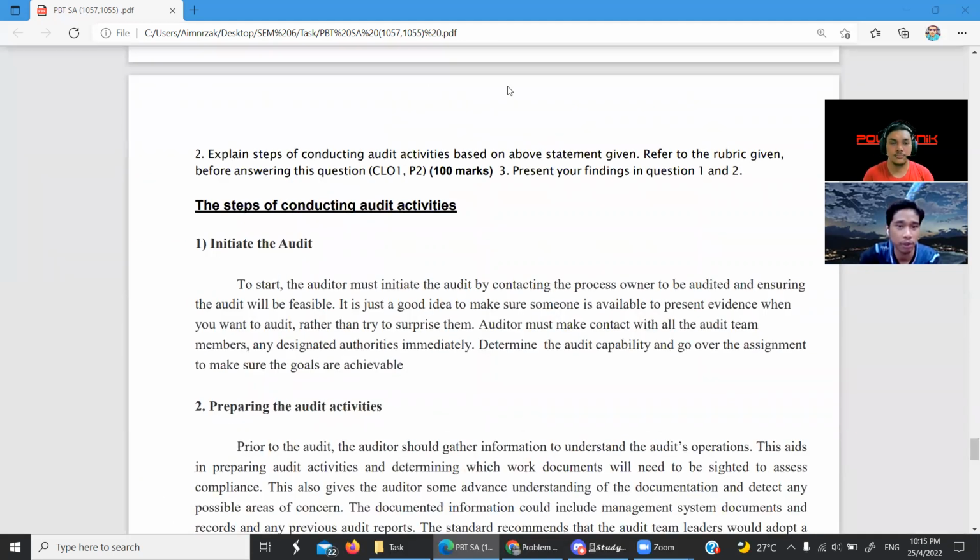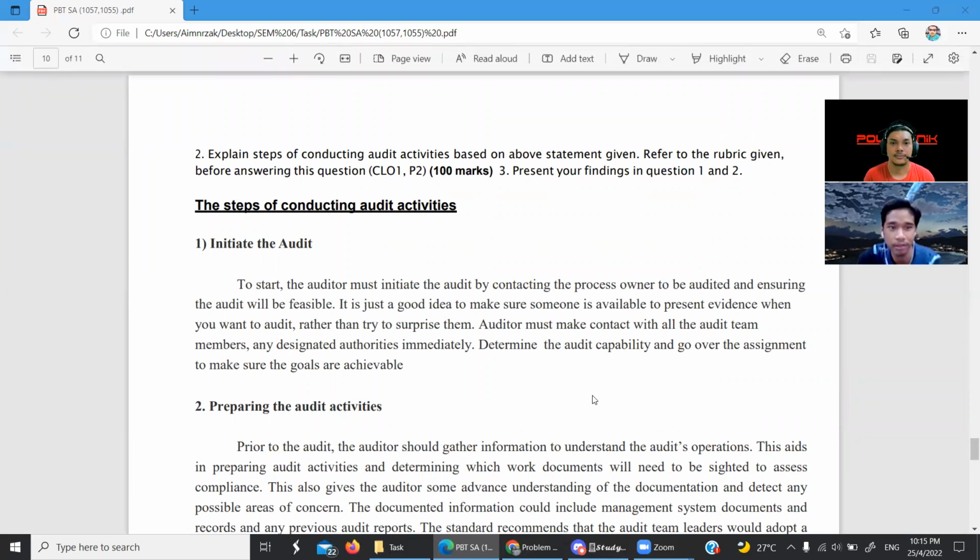So I will pass back to Aiman Razak to continue to present this type of conducting audit activities. Okay, thank you, Fikri. Okay, next about explain step of conducting audit activities based on above statement given.